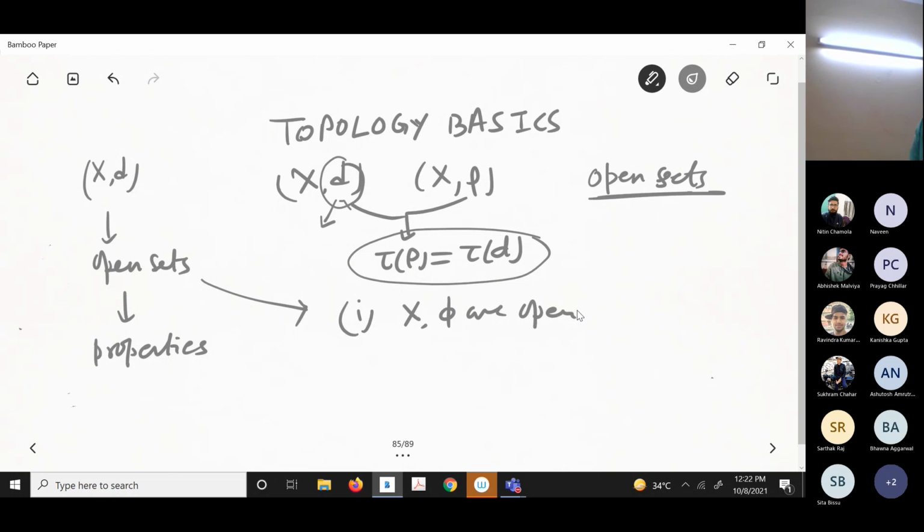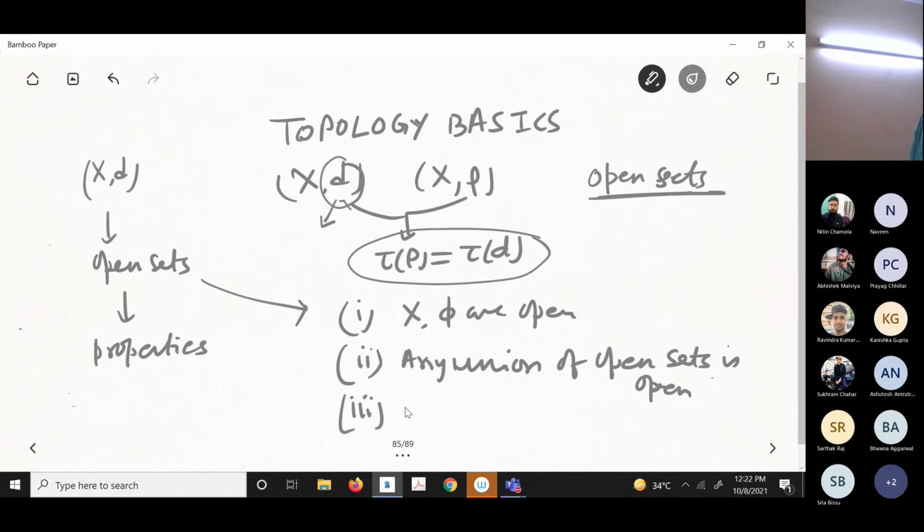It's a D open. Fine. Two, arbitrary union. That means any union of open sets is open. And any finite intersection, finite, which is the same as taking the intersection of two sets. By induction, you can take finite. Any finite intersection of open sets is open.